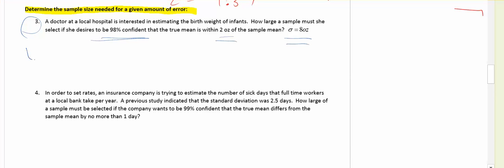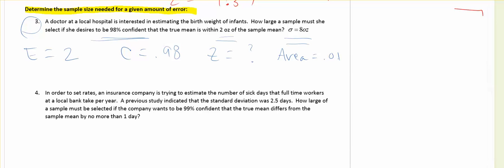So the error that they're giving us to live with is 2. And the confidence level was 0.98. So we do have a little bit of work to do because we have to find our z. It's not one of our popular values. And so we need to look up an area of 0.01. Why? Because that's half of what was left from 100%.